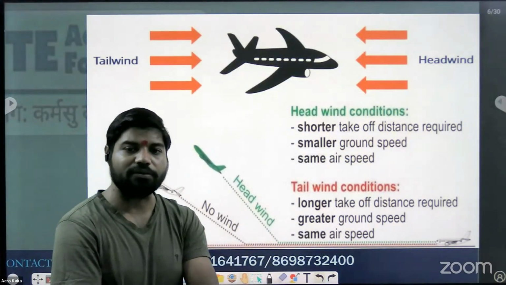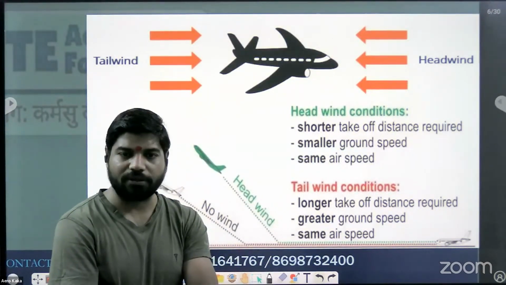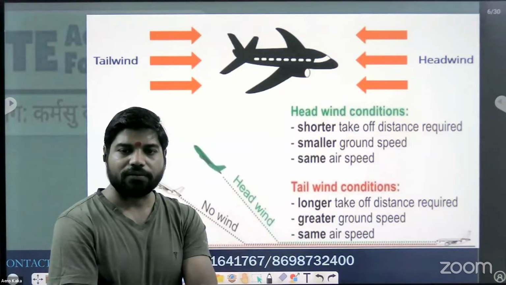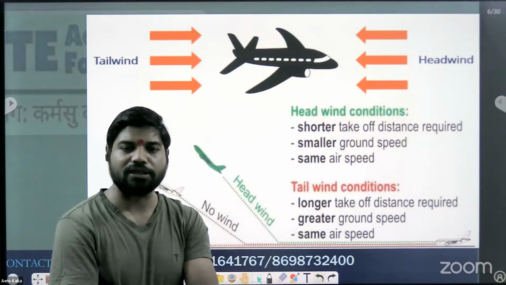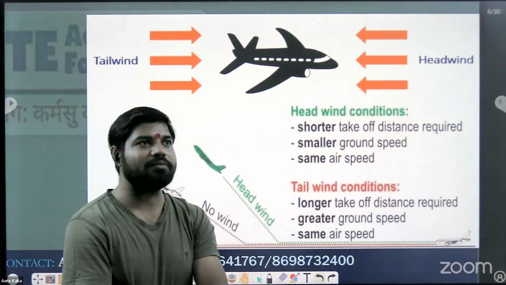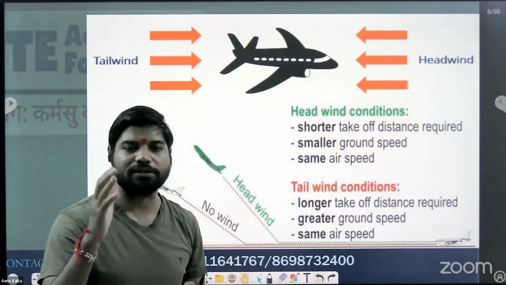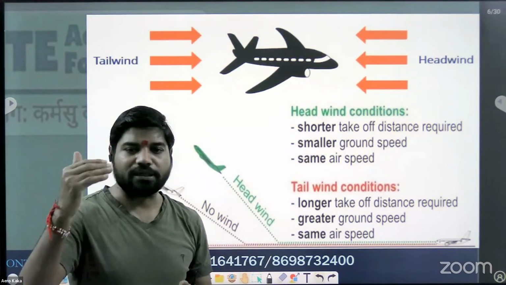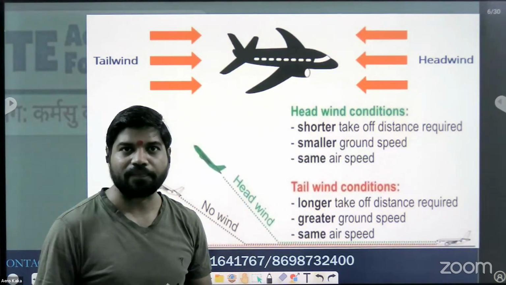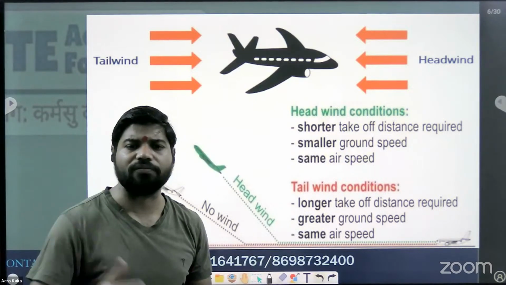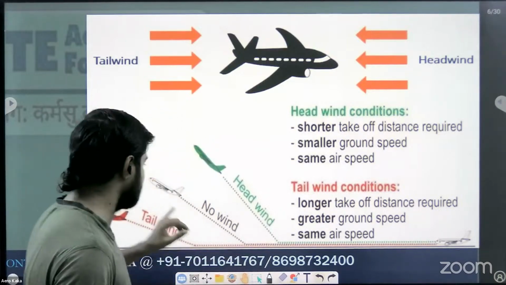Is that clear? If there is a tailwind during takeoff, then the takeoff distance will automatically increase. The reason, you know very well. We have discussed a few examples, or numericals, in the class, like how this takeoff distance is associated with the ground speed of the aircraft, or what the effect of the wind is on takeoff and landing distance. So please go through the class notes.